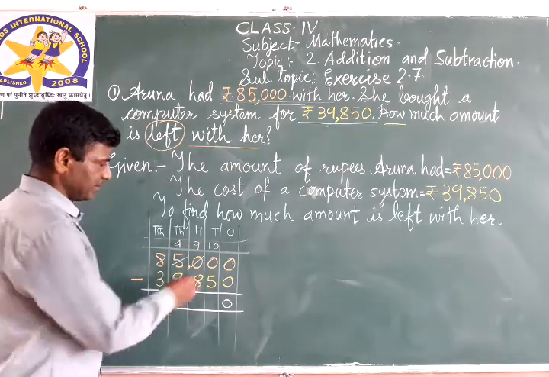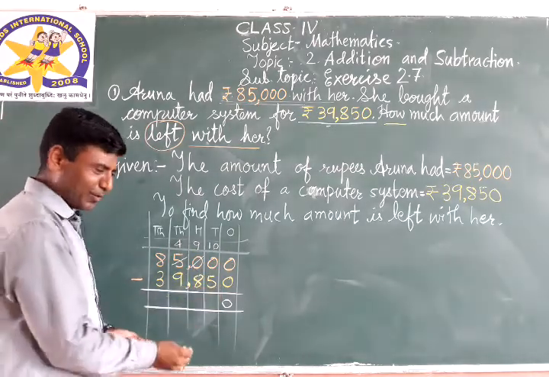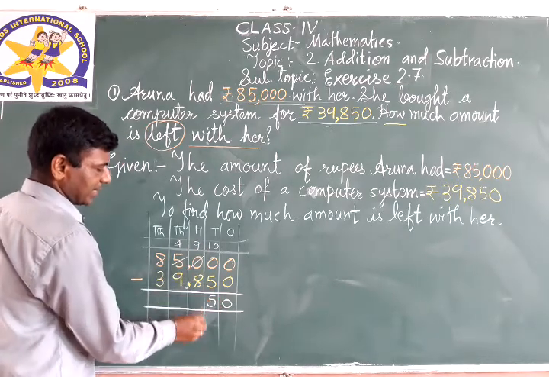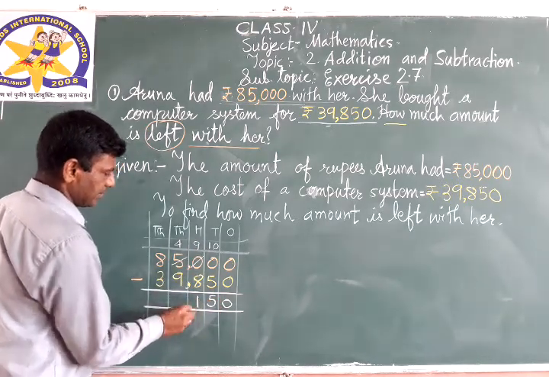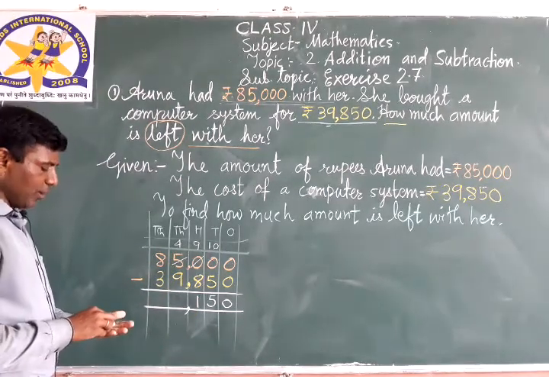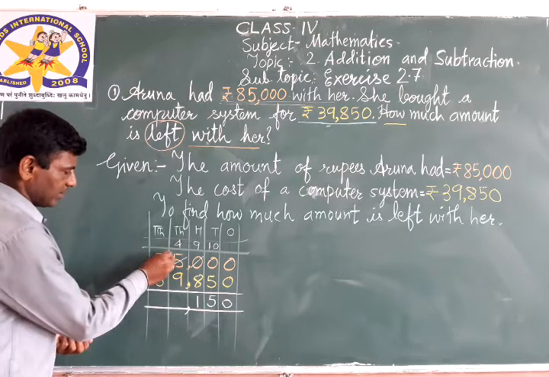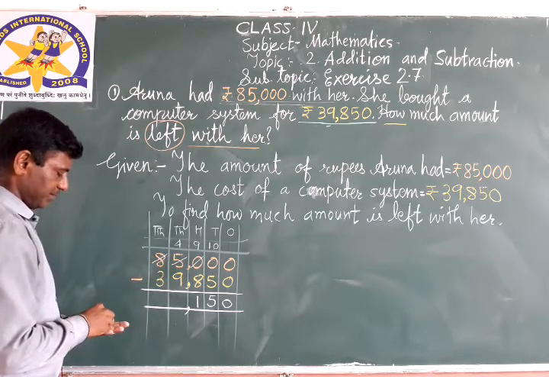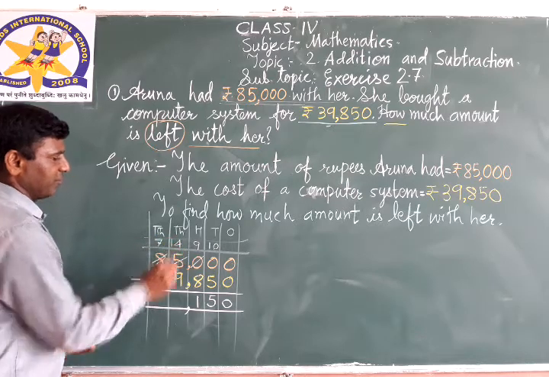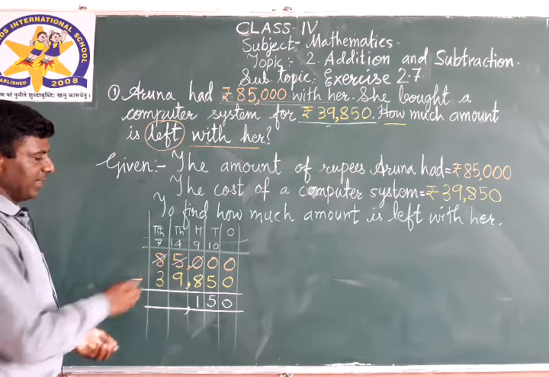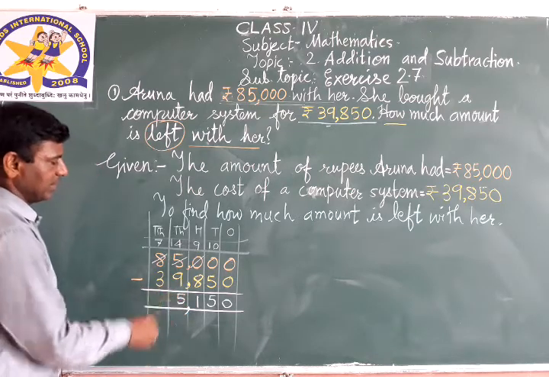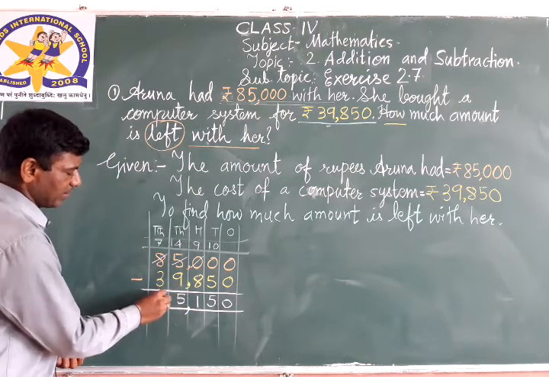So 10 minus 5 possible now? Yes. 5. 9 minus 8, 1. 4 minus 9 possible? No. So borrow from neighbor. 8 becomes 7 and this 4 becomes 14. 14 minus 9, 5. 7 minus 3, 4.